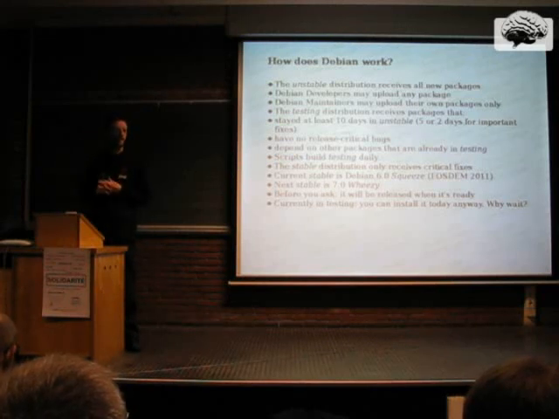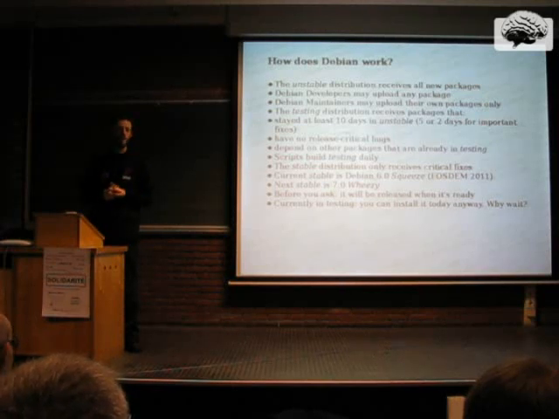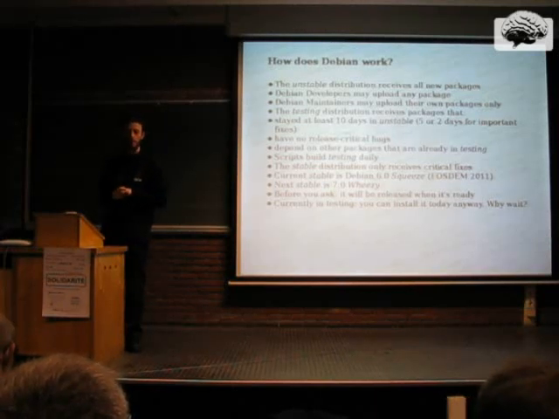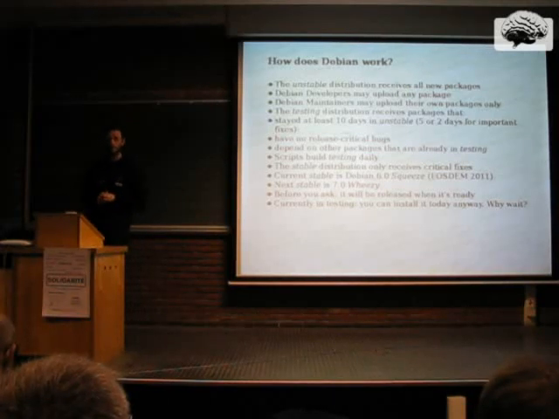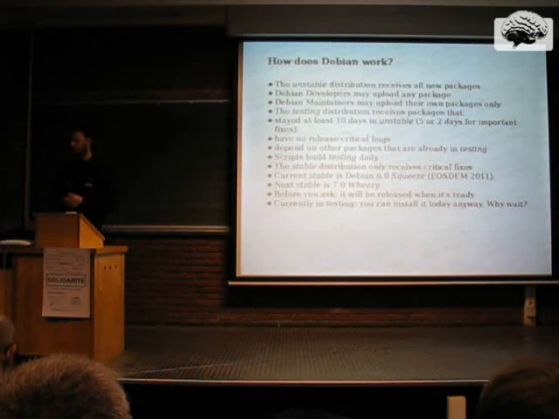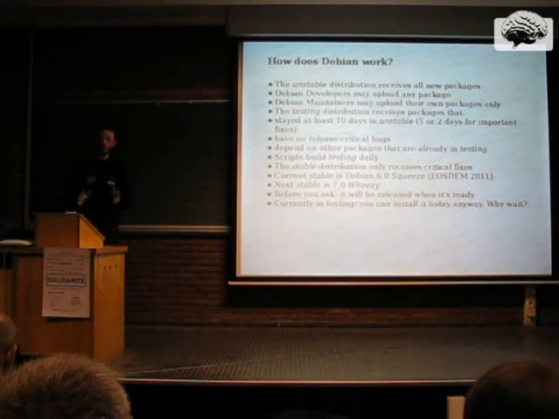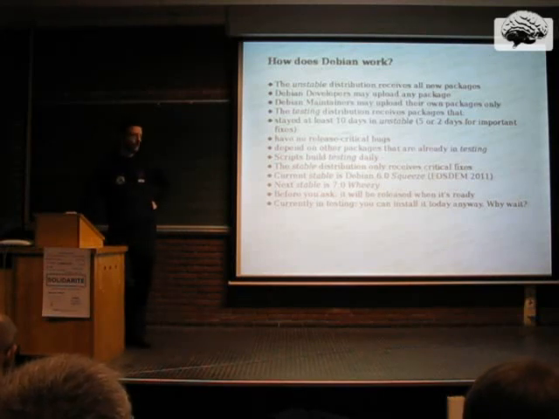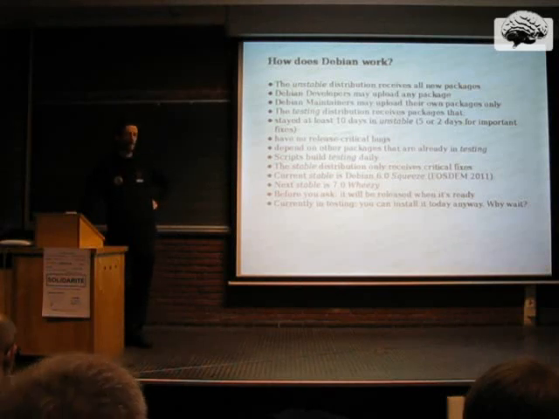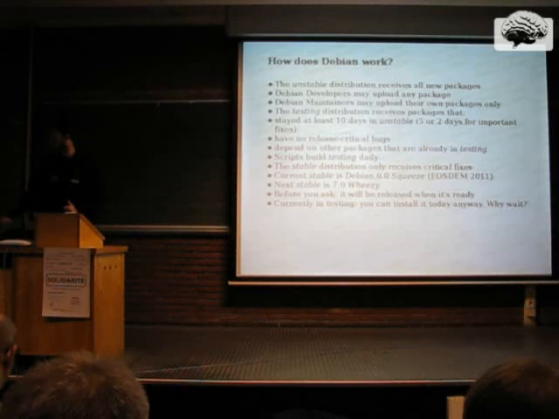And once testing no longer has any release critical bugs, and this covers all packages, then it becomes a stable release. And this is happening this weekend, I believe. Debian version 6 squeeze is being released just now, so to speak. So it's quite major because this is the first release in 2 years. The fact that the releases take 2 years is actually a good point for the target audience that I'm looking at. But we'll see that later.